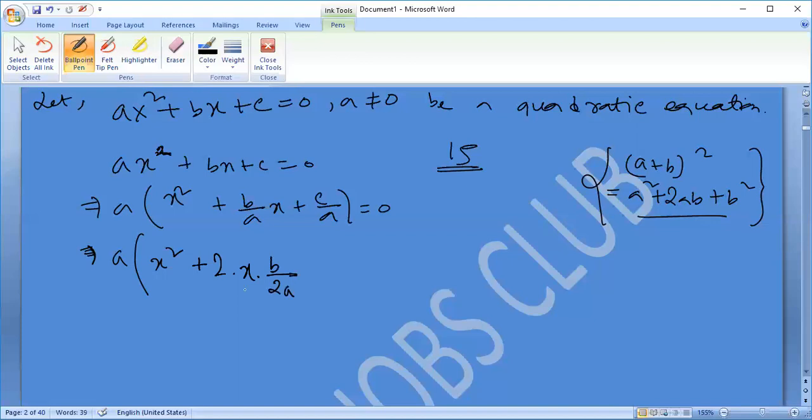Now 2 and 2 will get cancelled. Now it will be same, b by a into x. Clear, all of you? So you have to form this equation in this form so that we can get the formula. Now see, this is your x, this is your a, twice ab, this is your a, this is your b. Then according to the formula, it will be b by twice a whole square.